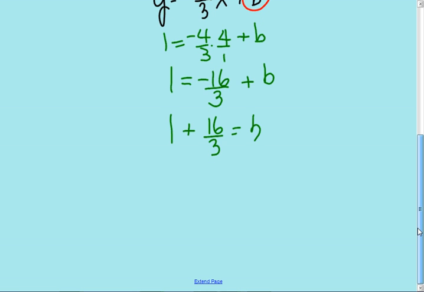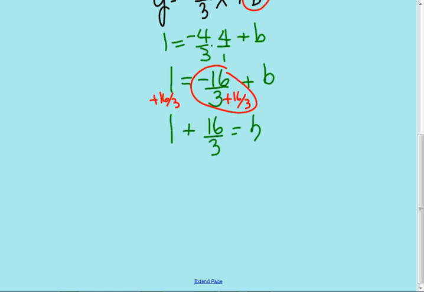Well, I know. I added 16/3 to both sides. It was negative. I want this to be 0. It'd be 19. Oh, I got it.